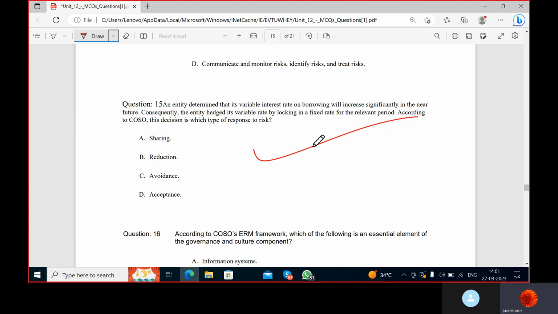According to me, hedging or sharing can be the answer. But what happens in hedging, when you hedge your risk, that means you are kind of sharing, transferring some portion of risk to another party, correct? Right. So here the entity hedged. So they are sharing the risk here, correct? That's their response to risk. Correct, Anna? Yeah.